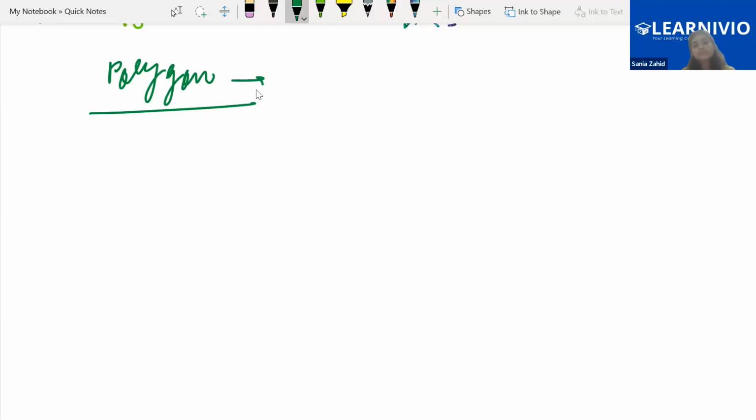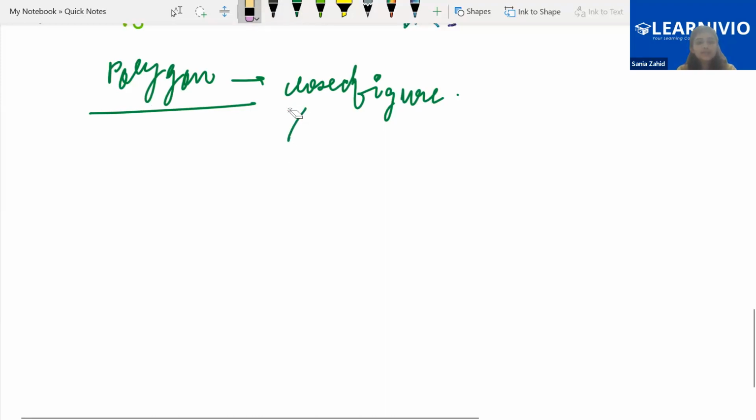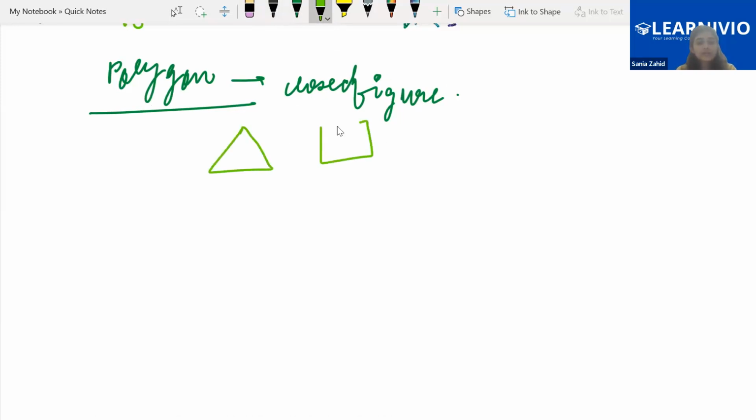A closed figure is known as a polygon. It can have n number of sides. Basically, a closed figure which is formed of only line segments. For example, I have a triangle. This is a polygon. I have a square. This is also a polygon. Then I have a rectangle. This is a polygon as well. I have a trapezium. All of these are polygons.